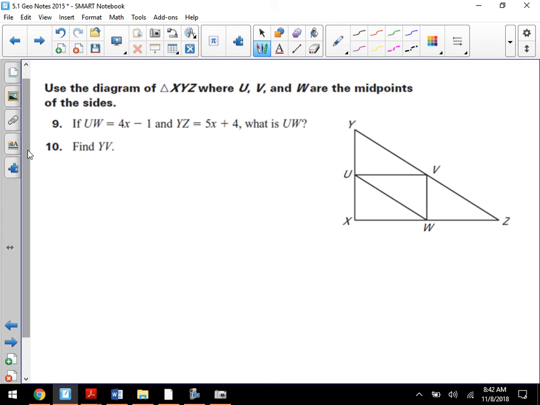Let's see here. This is a mid-segment. This is the side it doesn't touch. We know that the mid-segment is equal to half the side it doesn't touch. You guys have already done this earlier. If you double the mid-segment, it equals the side not touched, right?